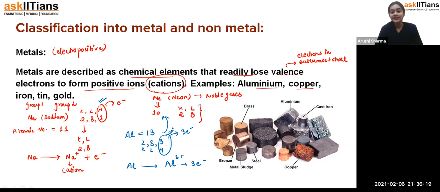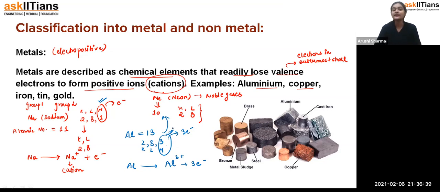So when it loses an electron from its outer shell and forms a positive ion, because of the loss of the electron, that is called a metal. And we have seen the examples of metals: aluminium, copper, iron, tin, gold, and many others also.